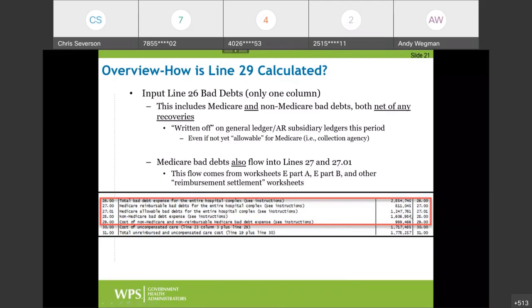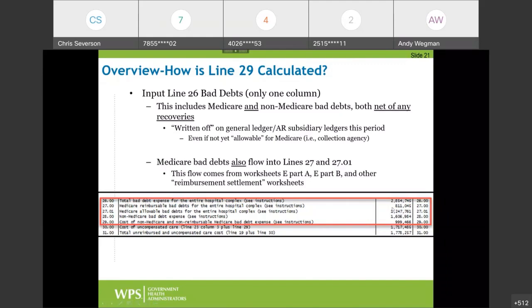So it's kind of unfortunate they didn't add a couple more subscripts for transparency, but there are some behind the scenes calculations going on there. As you can see right away, there's that bit of mismatch where I just said that line 26 is all about AR write-offs, but then they're using a Medicare amount to back into a non-Medicare portion.